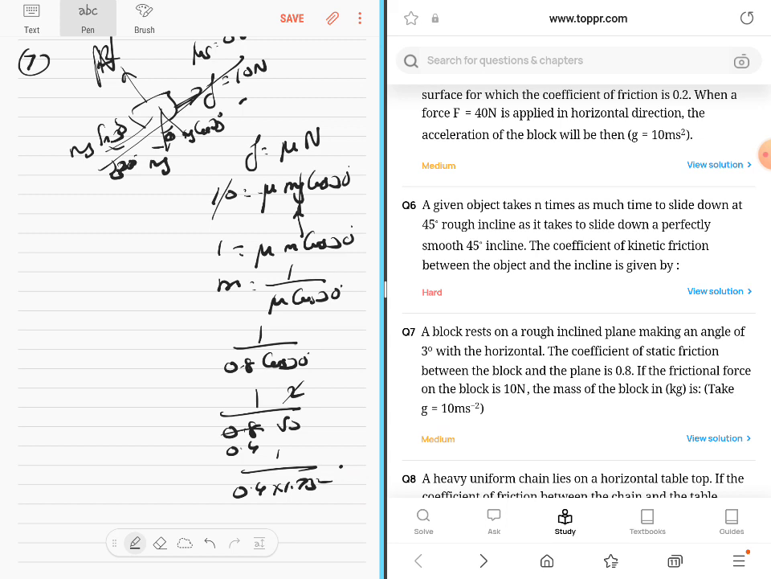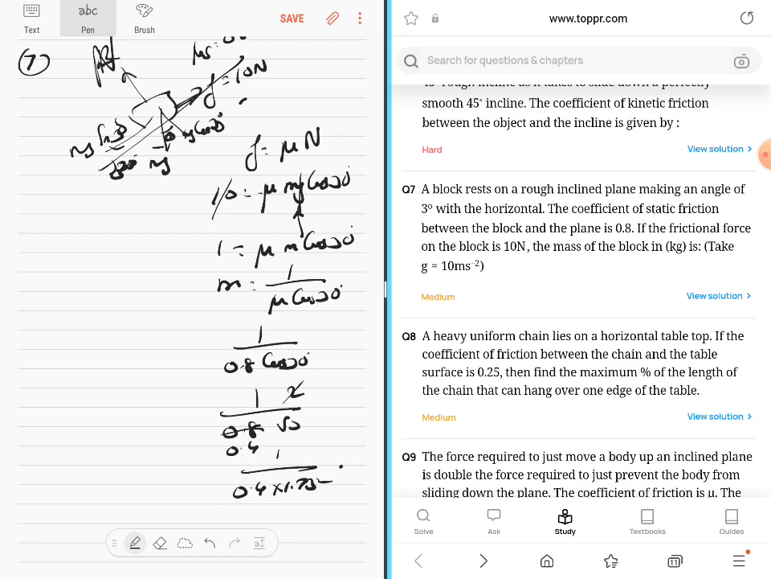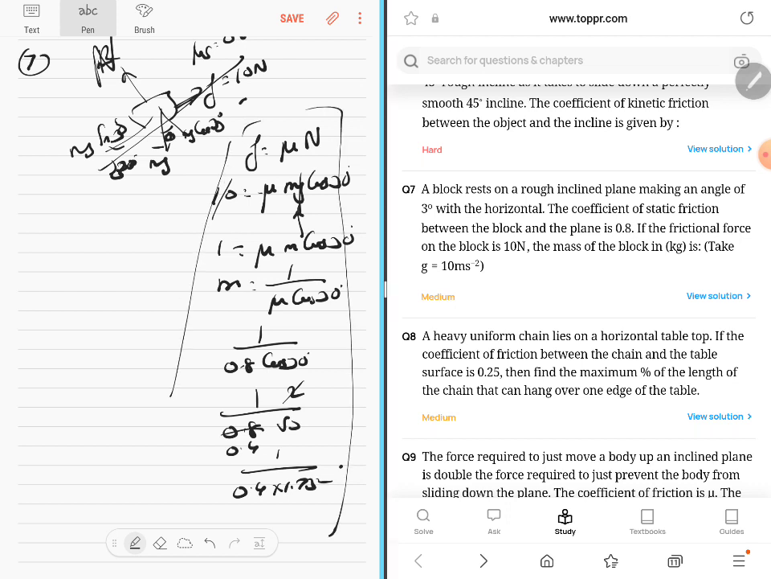Okay, now read the question. A block rests on the surface, the coefficient of static friction between the block is 0.8, if the frictional force is 10 Newton. The frictional force is 10 Newton. The mass of the block, so they haven't said that the block is sliding down or anything. Okay, so I have made a mistake. I have considered that frictional force, yeah, this is right. Frictional force always is mu into normal reaction. That is fine. Mu into normal reaction, where mu into mg cos theta. Mu is nothing but static friction.